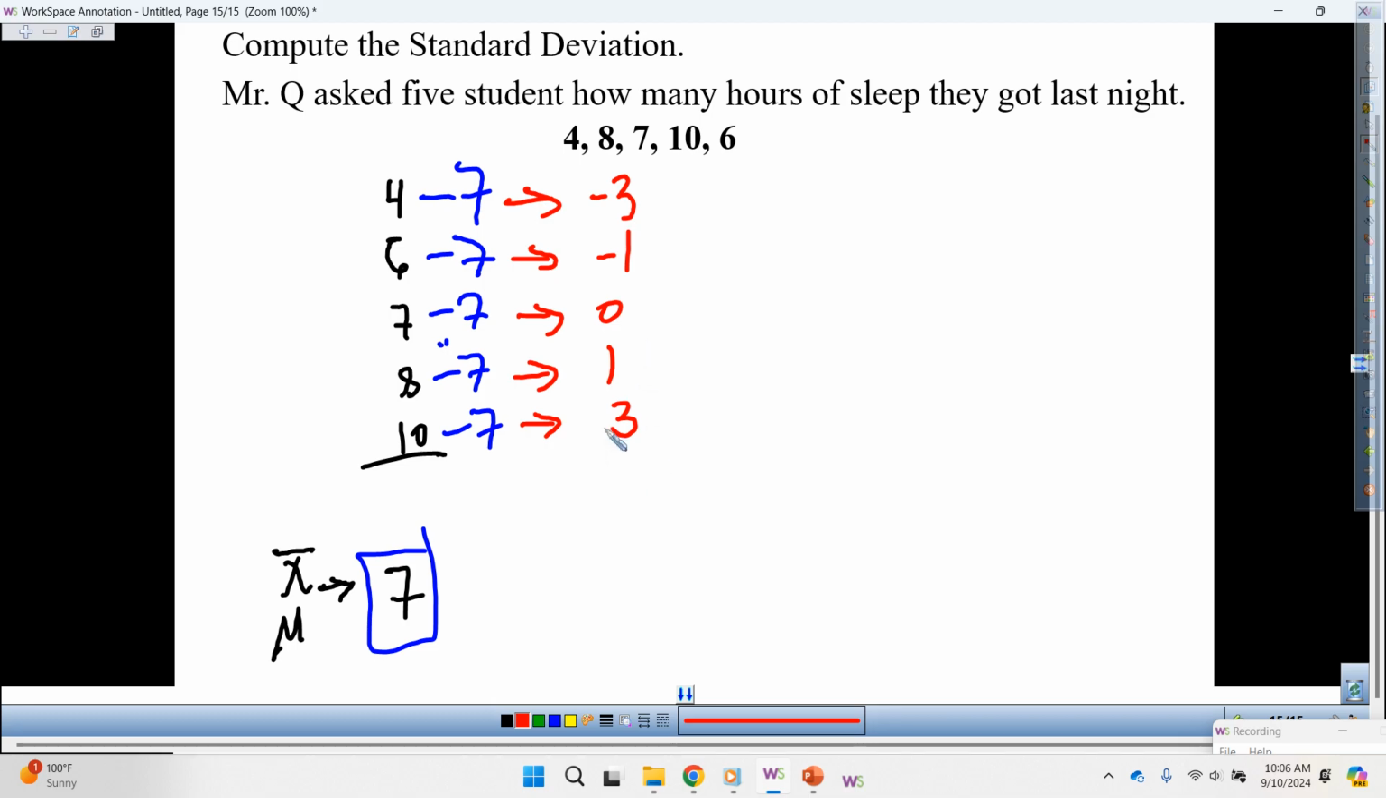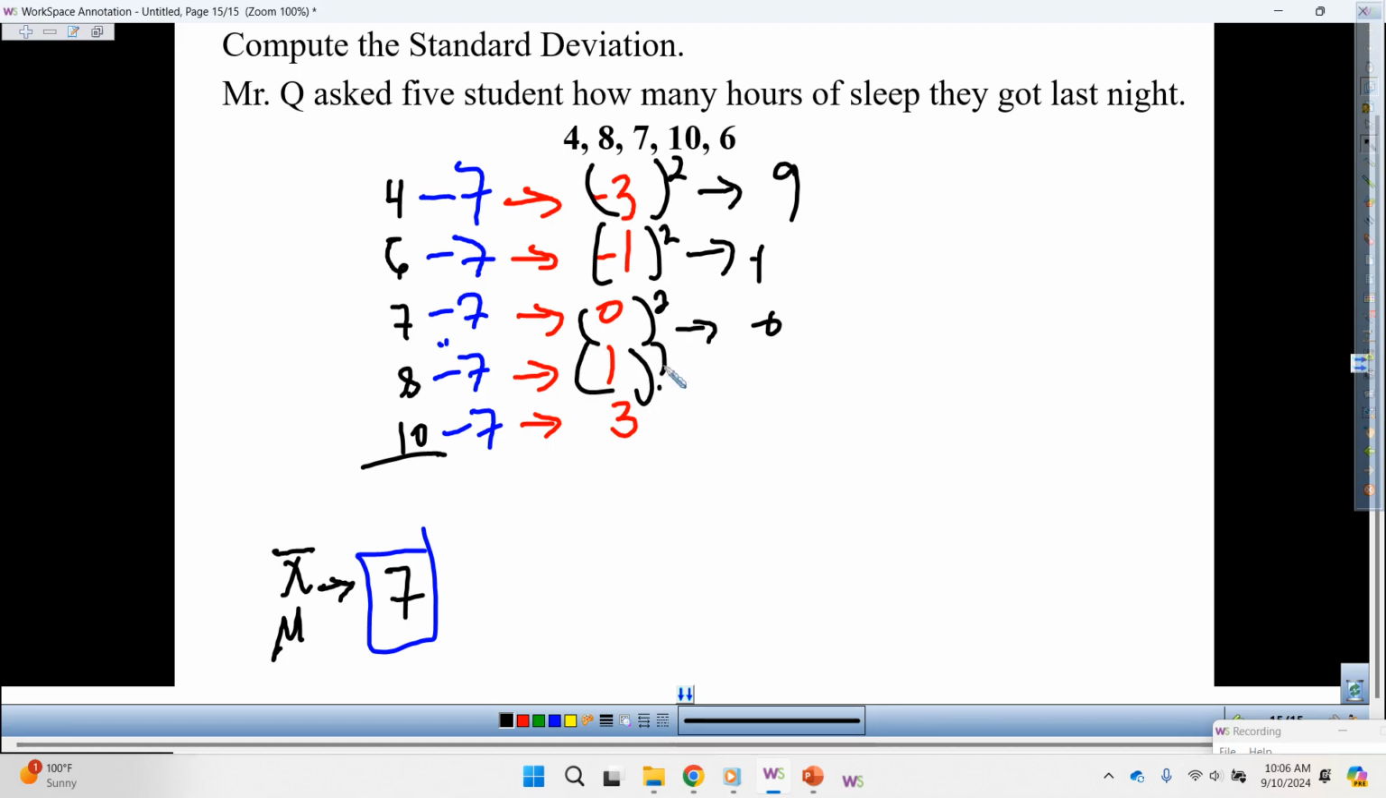What do we do from there, Austin S? Square them. And you got what, Mia? 1, 0, 1, and 9. What do we do next, Vianney? The mean again, or the X bar? And you said it's 4? All right, hands if you got that.